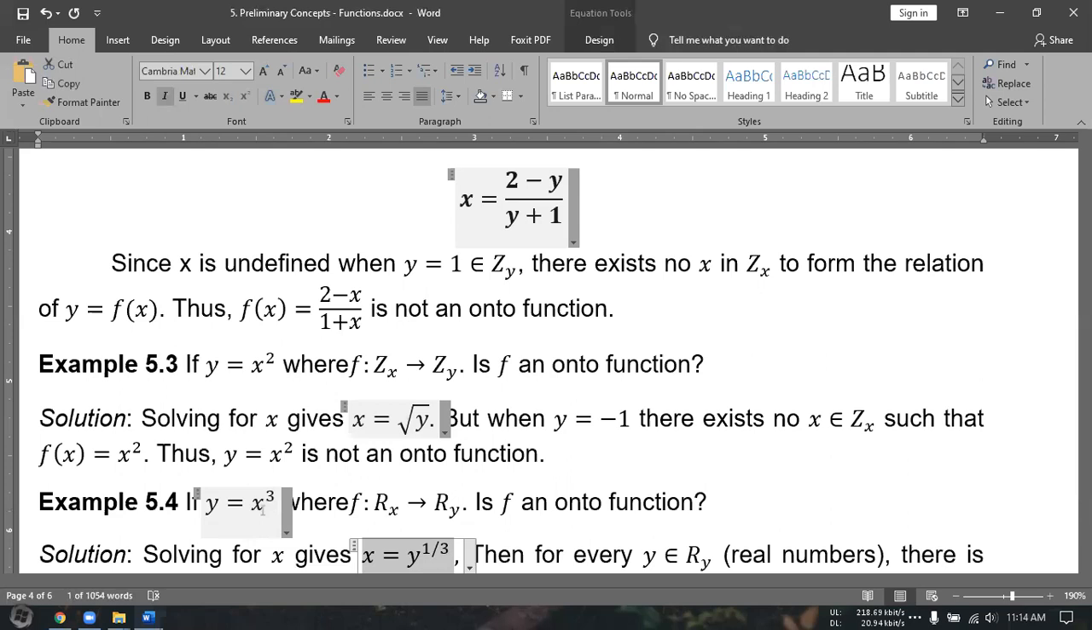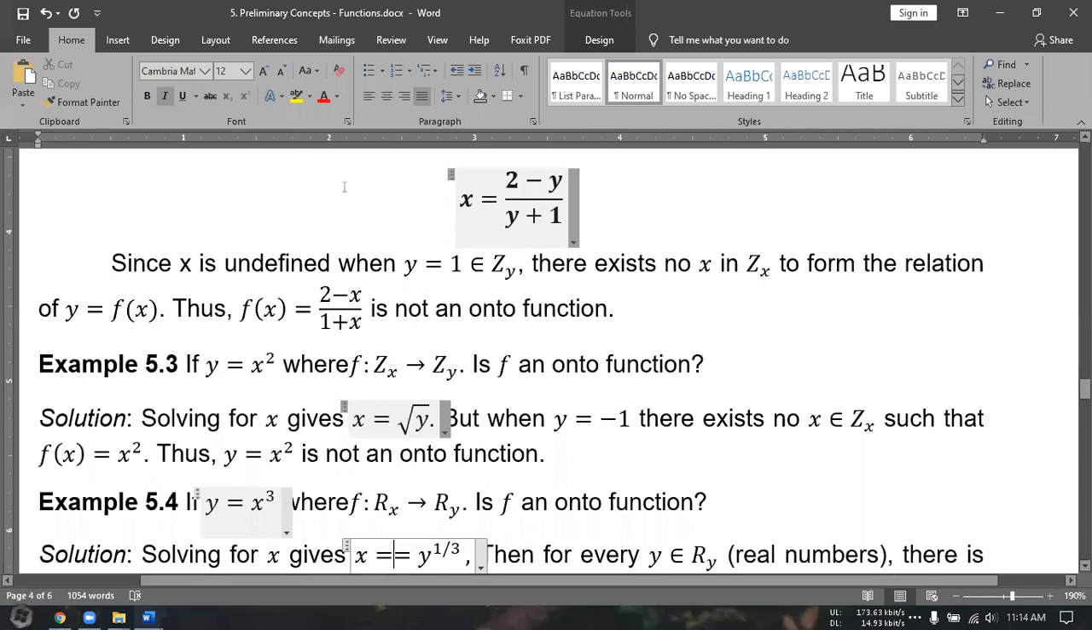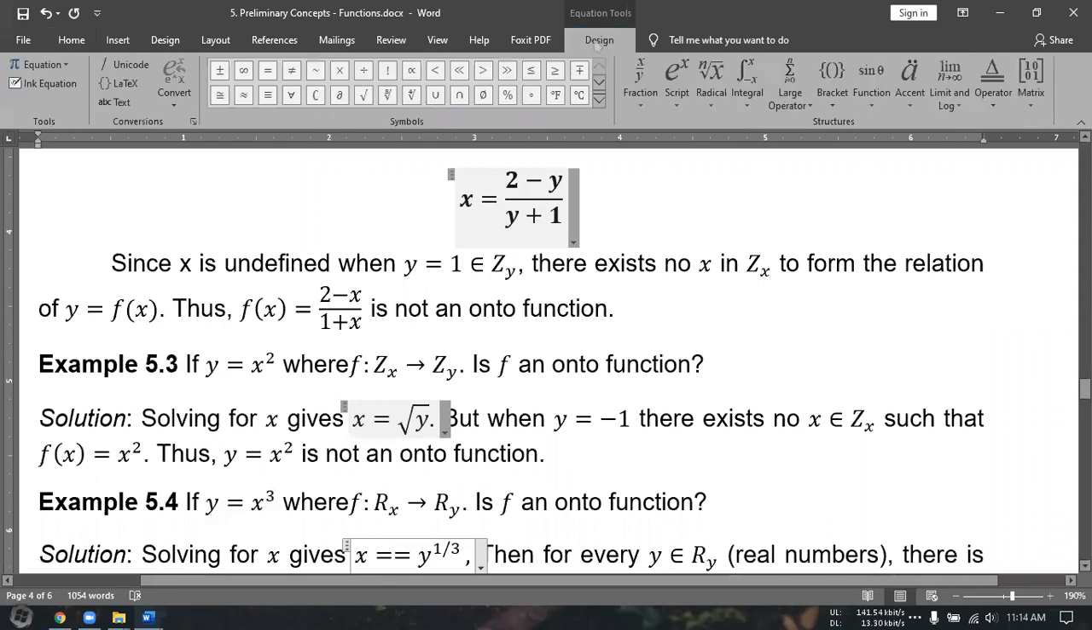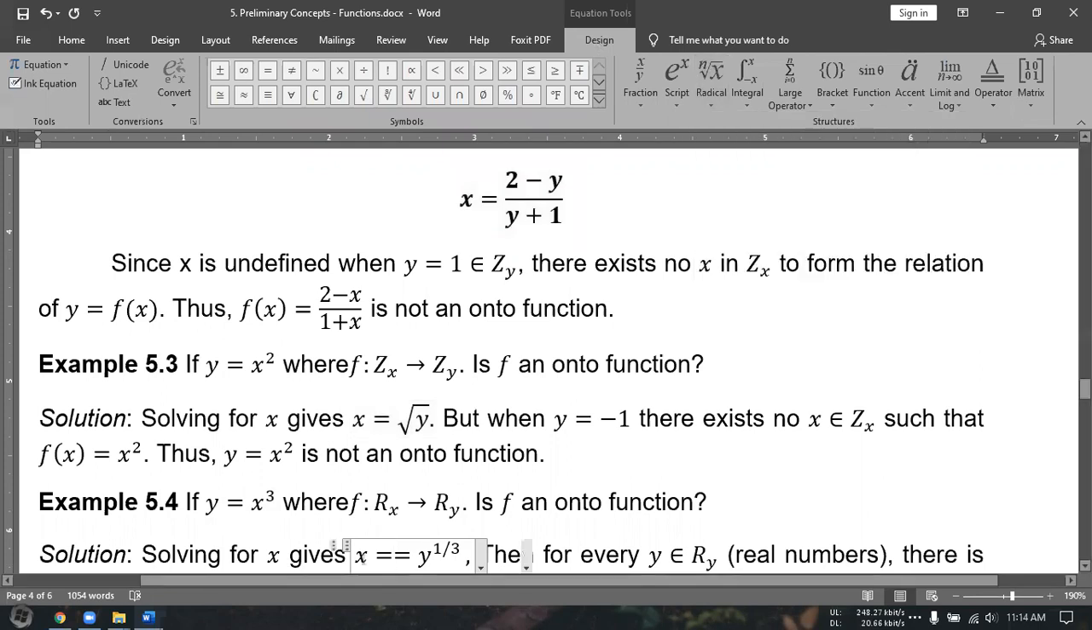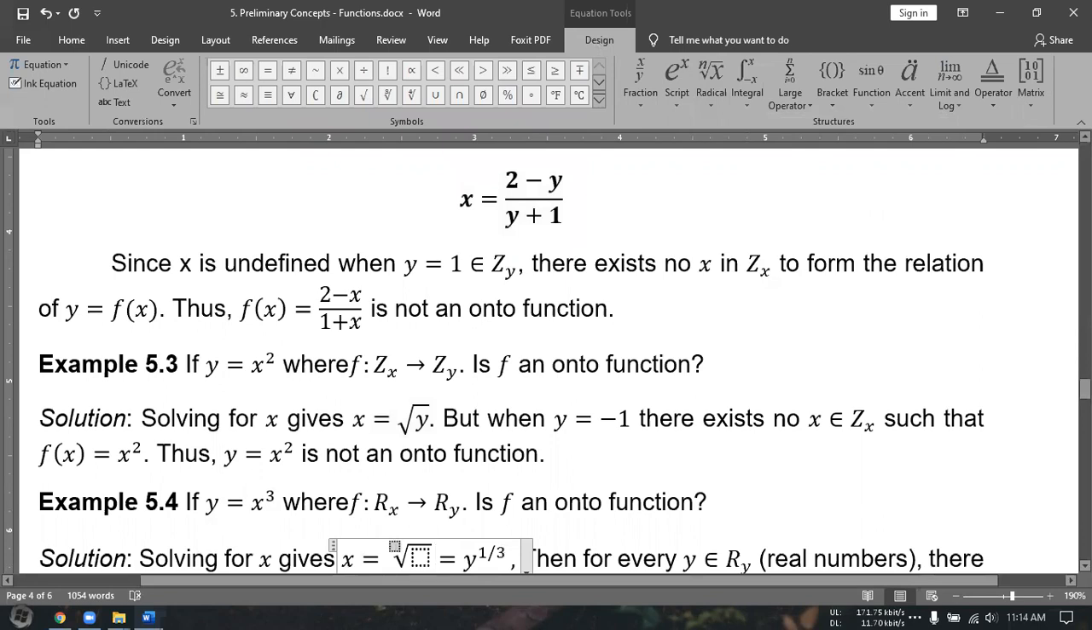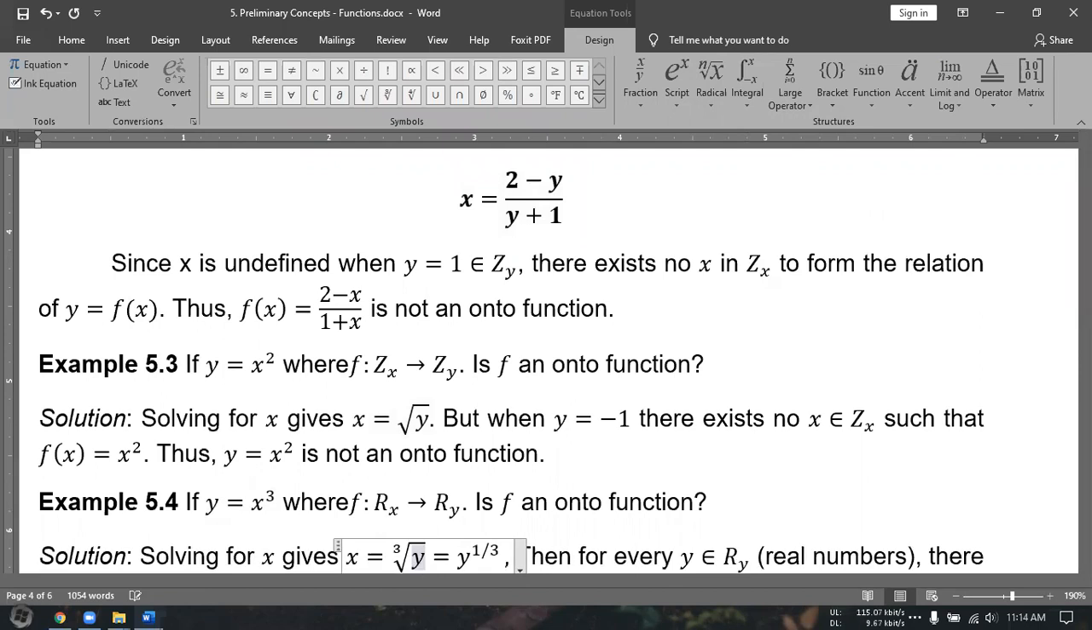Cube root of y is the same as y raised to 1 over 3 by properties of radicals.